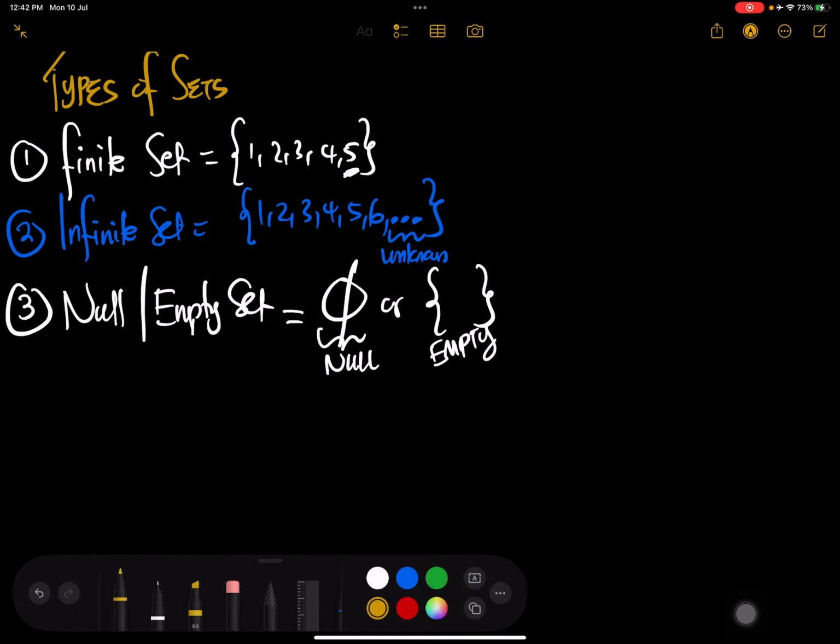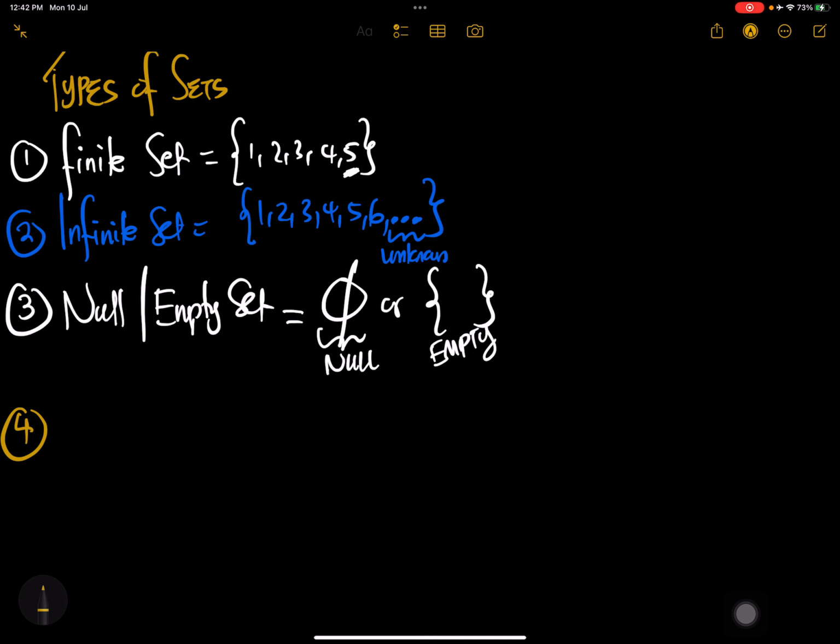The next set we can also talk about is what we call the unit set. A unit set is a set that has only one member or one element. So maybe you have the set A, which has a member, let's say 2. So this is a unit set. It has only one member.